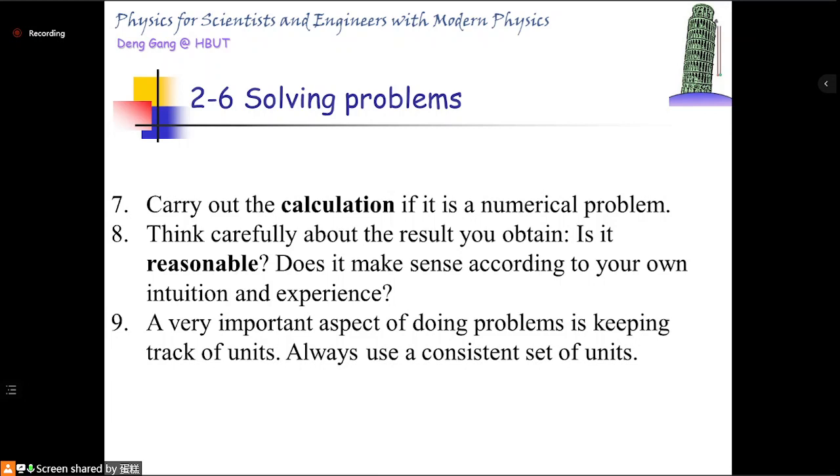If you want to measure the length of something several millimeters, you just use a ruler. You don't need a microscope. So if you use a microscope, that means it's very small. It cannot be several millimeters. That's not reasonable. So that's why after your calculation, you need to think it over whether it is reasonable. Another thing is to keep track of the units. This will help you avoid mistakes in calculation.